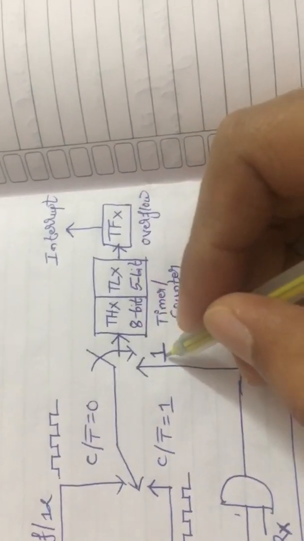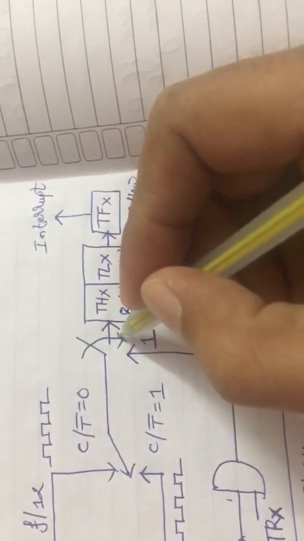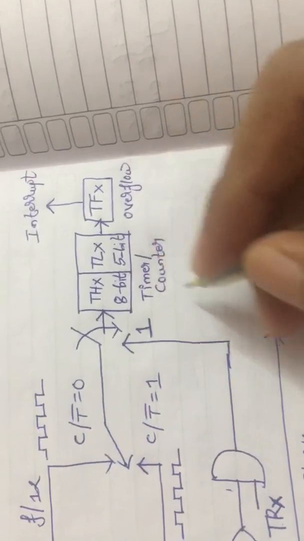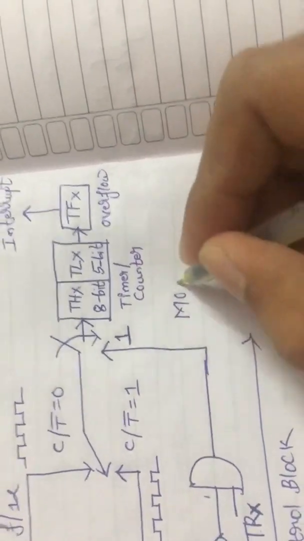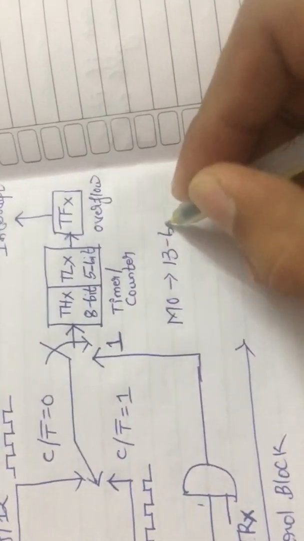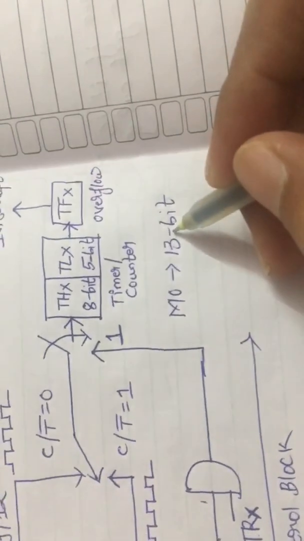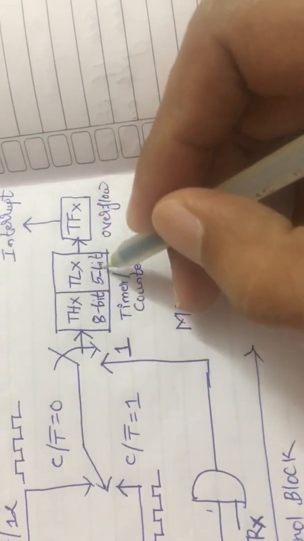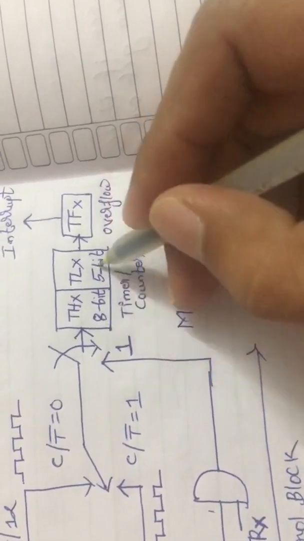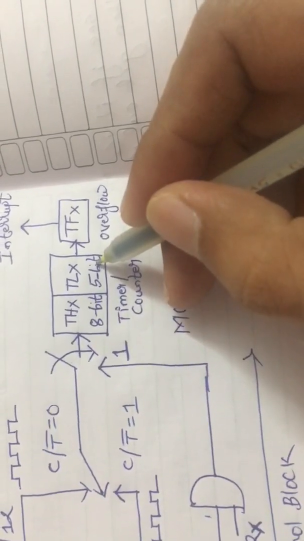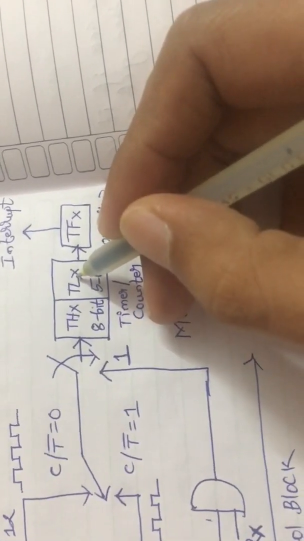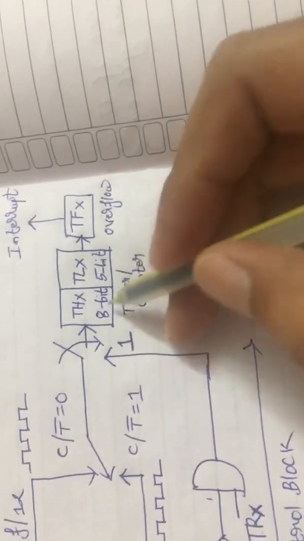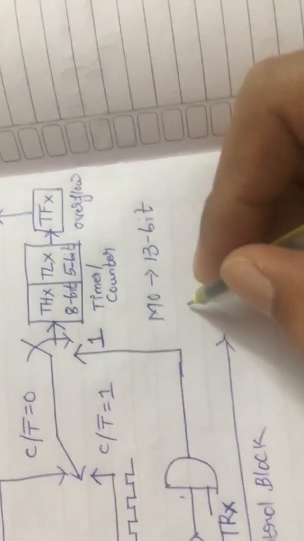Now when I get the 1 here, the switch will be closed. Then how does it work? In mode 0, it is called the 13-bit timer/counter mode. Out of these 13 bits, 8 bits of THX are used and 5 bits of TLX are used. In total there are 13 bits used, and the remaining 3 bits of TLX will be ignored. So how will it start? It will start like this.